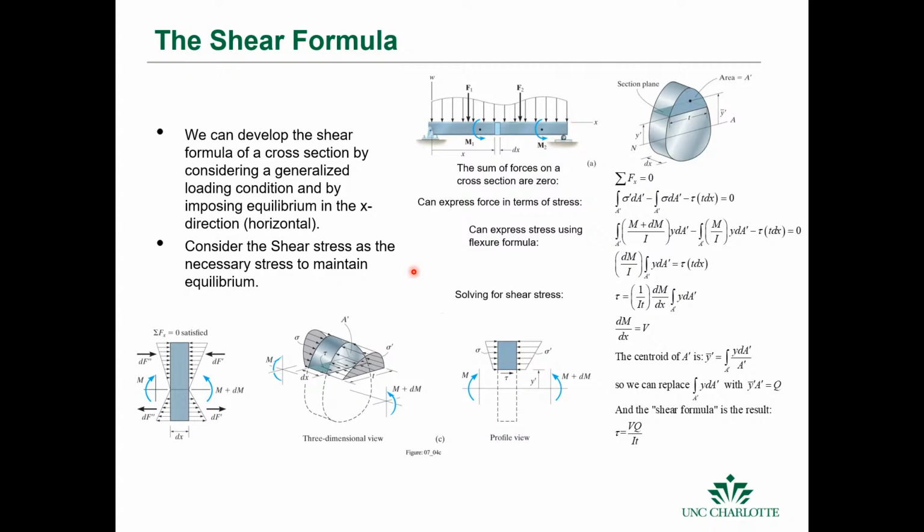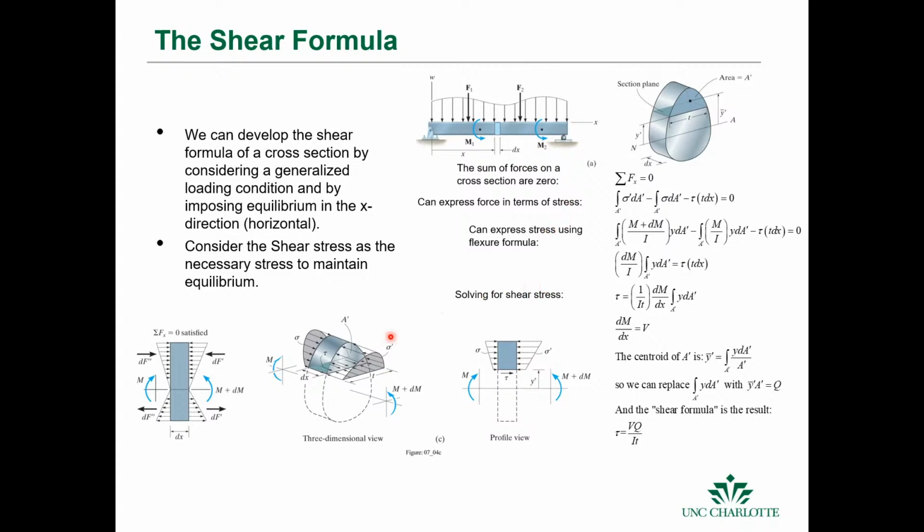So the shear formula can be derived by taking a cross-sectional element from a beam. In this case, this is a beam that has two different moments applied to it. It's got a distributed load applied to the top, and it's got two point loads applied, and of course it has reaction loads here. This is a pin joint, so it can't support a moment, and then we have another pin joint here. And so this is just a simply supported beam.